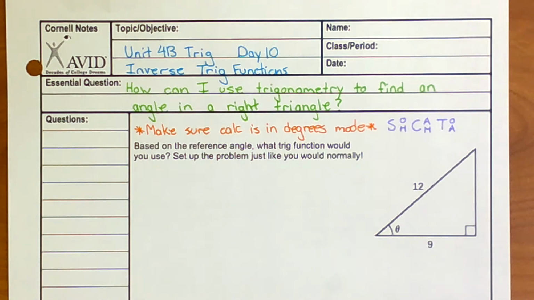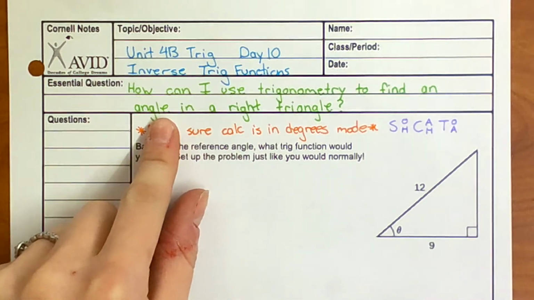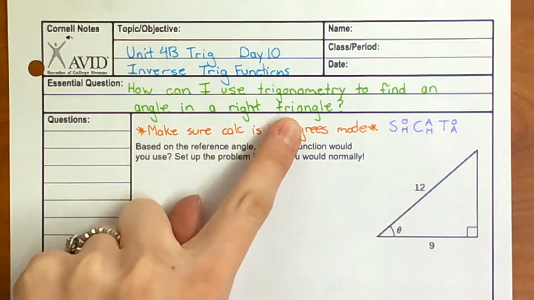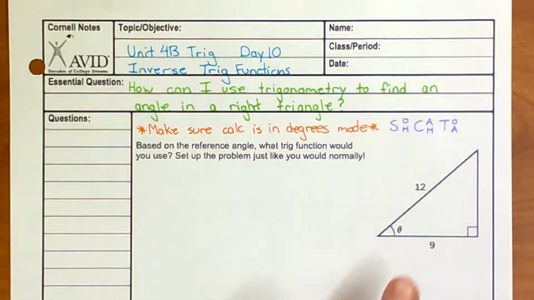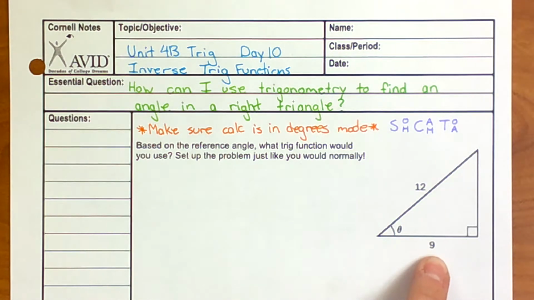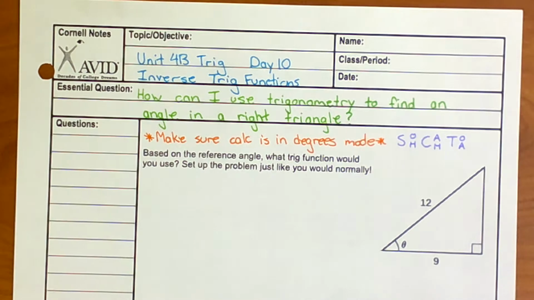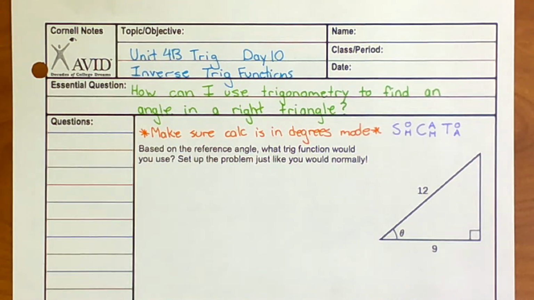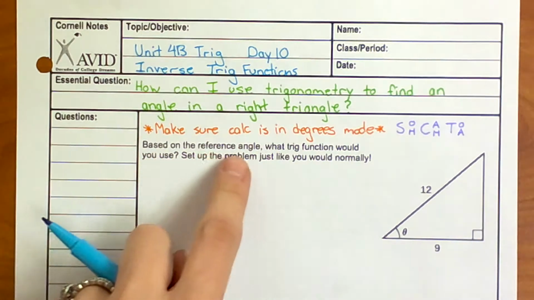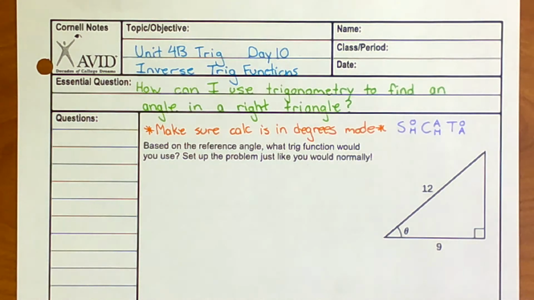This lesson is on inverse trig functions, and so we're asking ourselves, how can I use trigonometry to find an angle in a right triangle? Normally we are given the angle and we're trying to find one of the sides. This time we are given two of the sides, and we're going to work backwards to find the angle. So the first thing we're going to do is, based on the reference angle, decide what trig function to use, and then set up the problem like we would normally do.